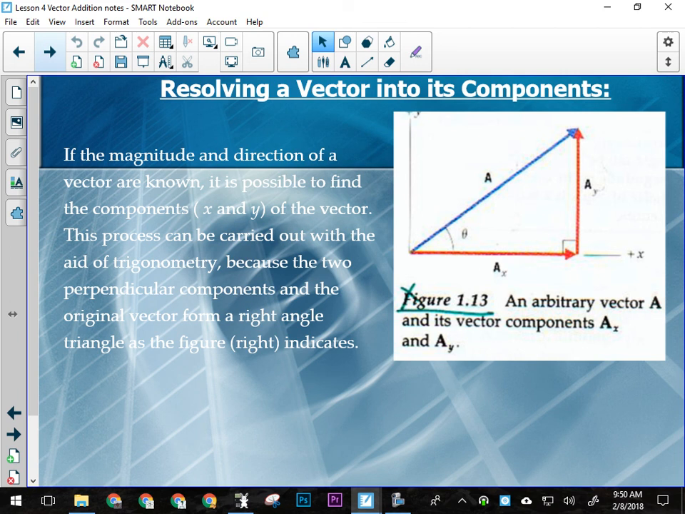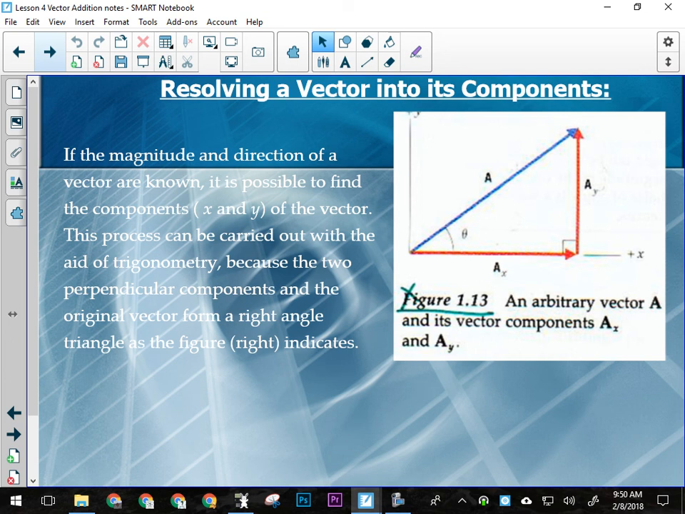All right, so if the magnitude and the direction of a vector are known, okay, so we know how big it is and what direction it's pointing, then we can figure out its components, that is, its horizontal, x, and vertical, y, parts. Okay, essentially we're turning every angled line into a right angle triangle. Okay, that's the easiest way to do it. Okay, that process is carried out with trigonometry, obviously.